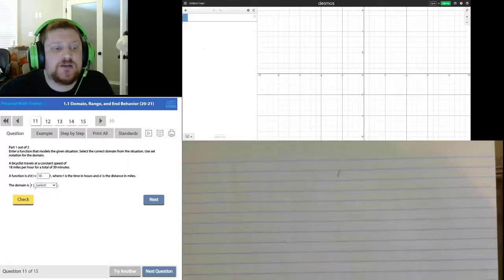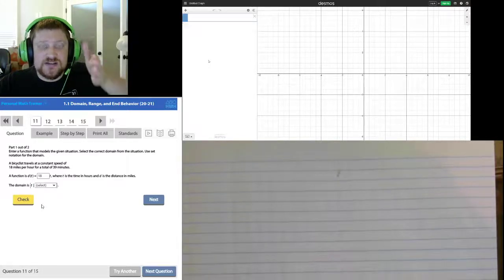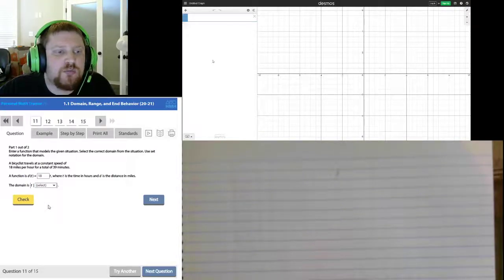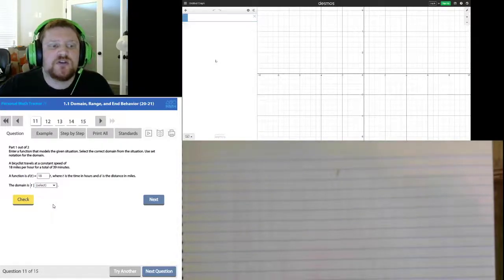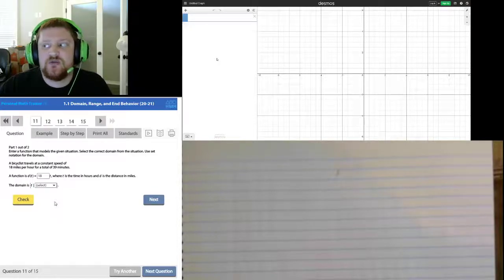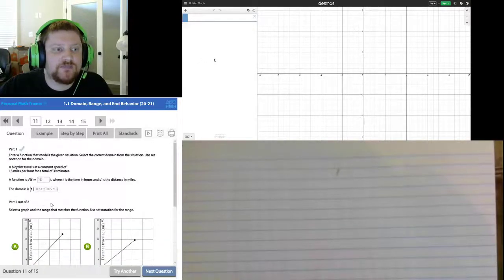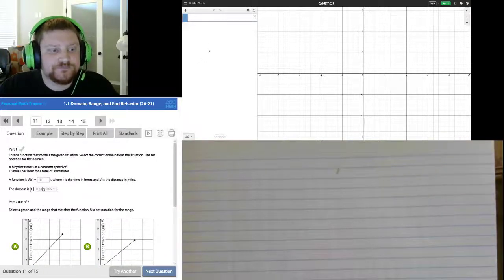So we said 0 is less than or equal to t, because when he starts, that's 0 minutes or 0 hours, is less than or equal to 0.65. So 39 minutes is 0.65 hours. If we need to, we can use a calculator to confirm that. But since both of these are 0.65, we know that that's what it has to be. So check. Part 1 is done.